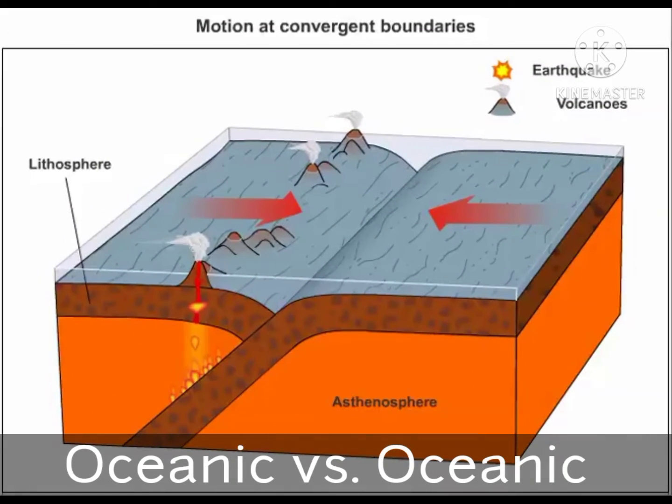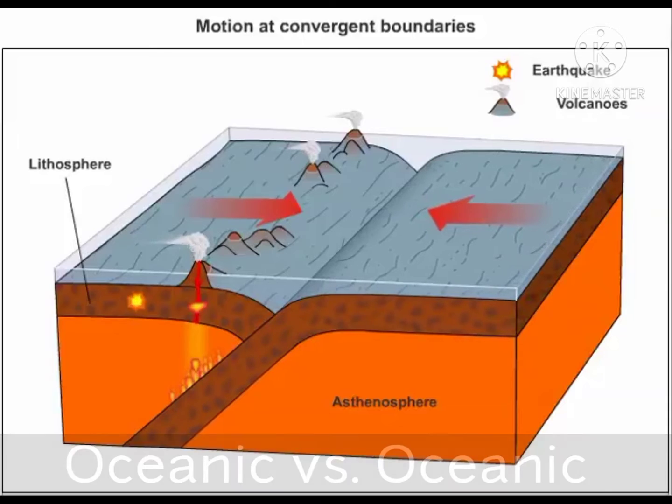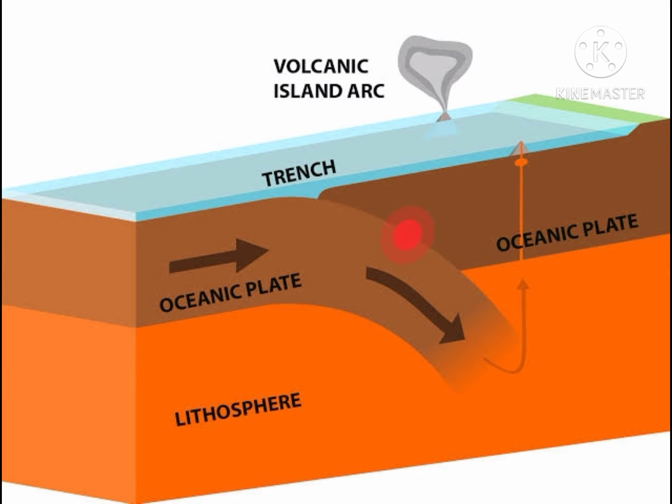Next, we have oceanic versus oceanic. Here, it's hard to tell which plate is going to subduct, as both have the same density, but eventually one plate, usually the older rock, will sink under the younger rock, and again we'll get this melting, which causes rising magma to create active volcanoes, which in this case form islands, a volcanic island arc, also a trench.